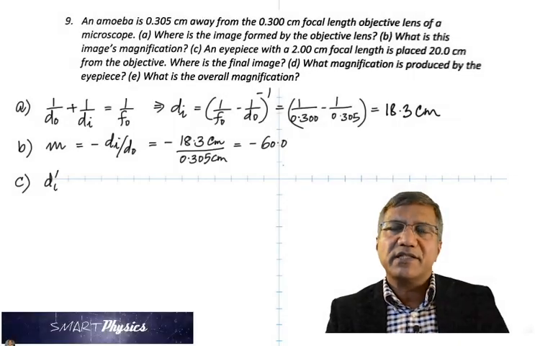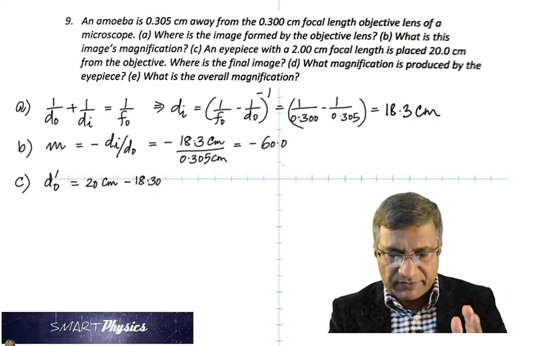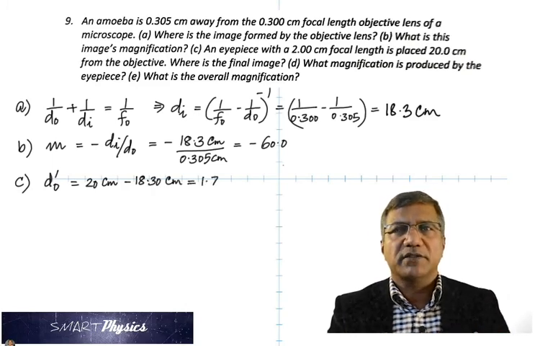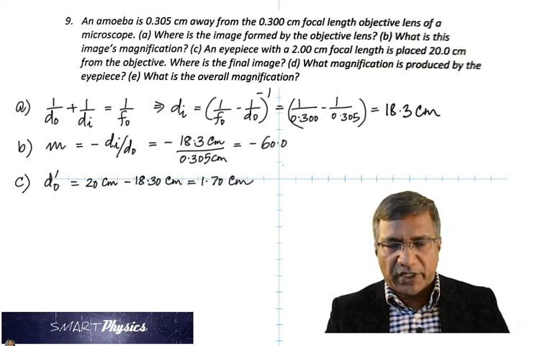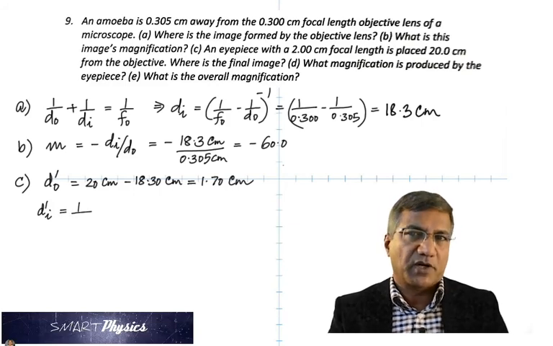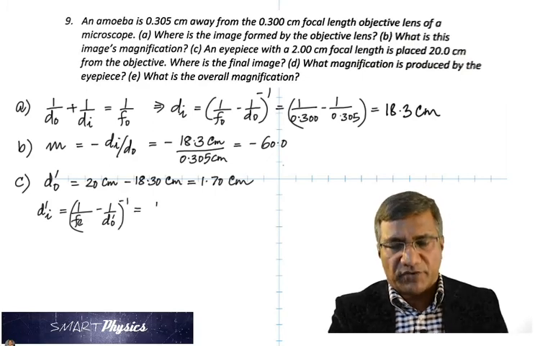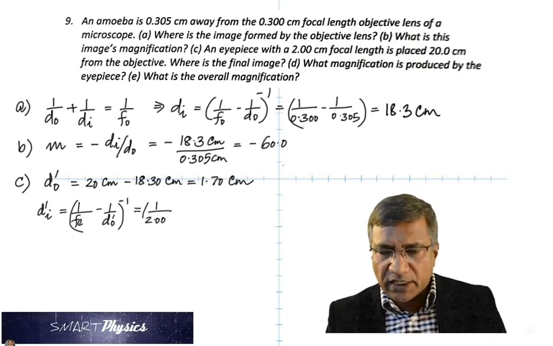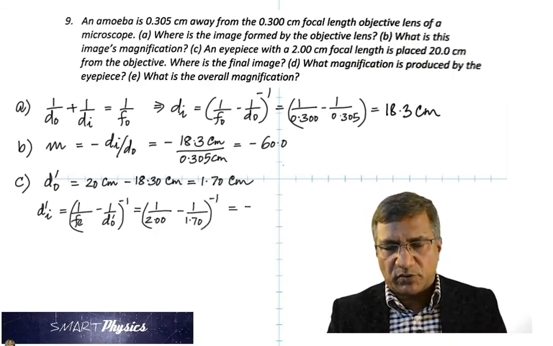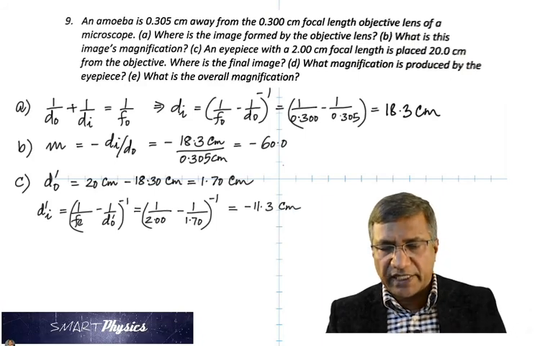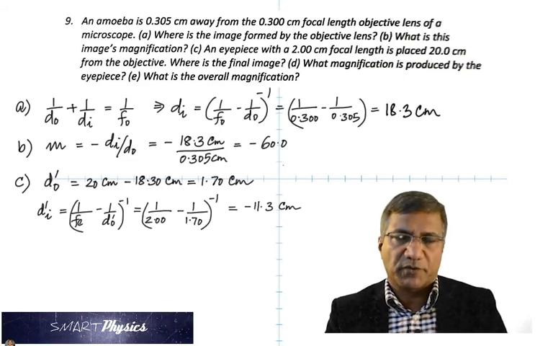Now we know that the distance of the image from the eyepiece is 1.7 centimeters. So I'm going to call it DO prime. So DO prime is 1.7, and now again we got to find DI prime using the same formula. This time we use the focal length of the eyepiece, which is given as 2 centimeter. So 1 by 2 minus 1 by 1.70, raised to negative 1, is equal to negative 11.3 centimeter. So that is the distance of the image from the eyepiece.